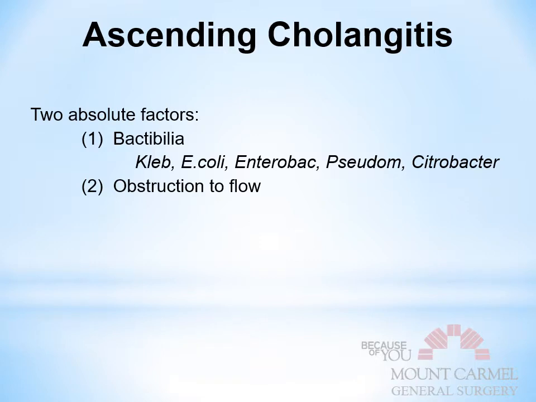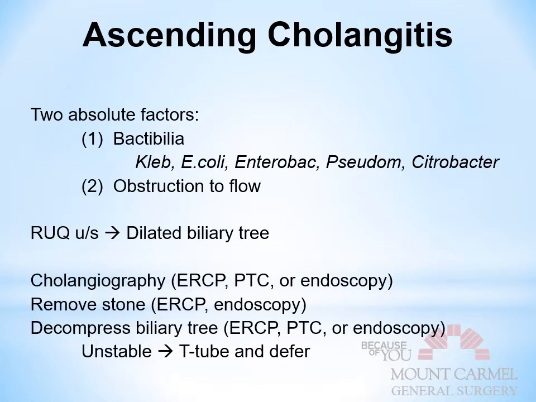There are two absolute factors in ascending cholangitis. One is bacteria, so you're going to have Klebsiella, E. coli, all that stuff that we know lives in the enteric tract just happens to be now living up in the biliary tract. And you'll have to have an obstruction to the flow forward. So you're not going to have ascending cholangitis in the absence of that. Okay. So right upper quadrant ultrasound will reveal a dilated biliary tree. You can do cholangiography. You can remove this, and then you've got to remove the stones.